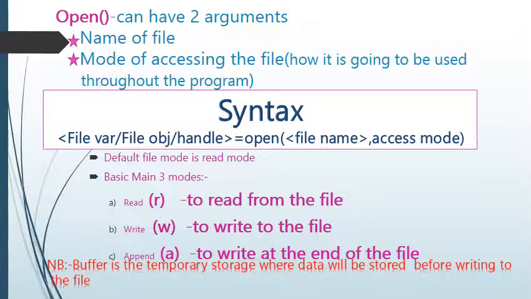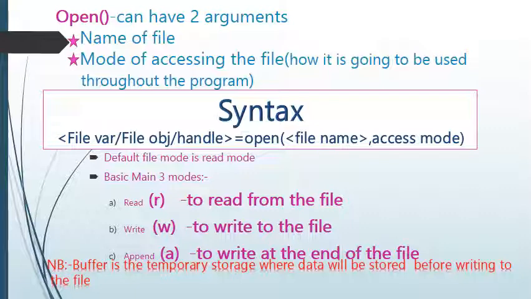The open function can have two arguments. The first one is the name of the file. The second one is the mode of accessing the file, that means how that particular file is going to be used in our program. The syntax is this: file variable, or file object, or file handle, followed by an equal to. Then you write open, within the brackets of open write the file name, put a comma, write the access mode, and close the bracket of the open function. The default file mode is read mode.